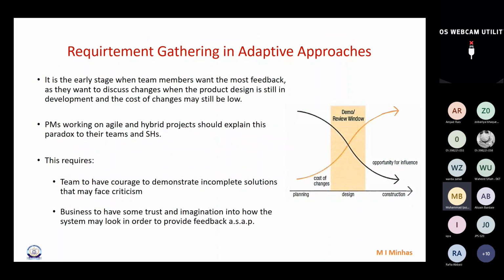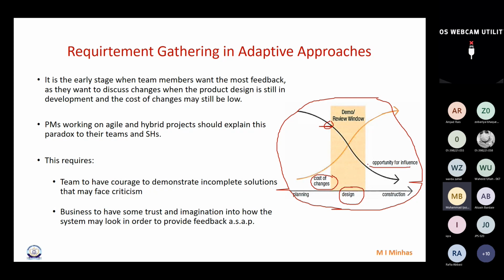So in this regard, I hope this is the same diagram that we have studied earlier, that this is the design phase, right? During the design phase, the cost of changes is very low, and you can influence those changes much more in the earlier stages. But in the later stages, the opportunity for influence goes down, and the cost of changes increases. So this scenario, not exactly this diagram, should be briefed to the stakeholders.